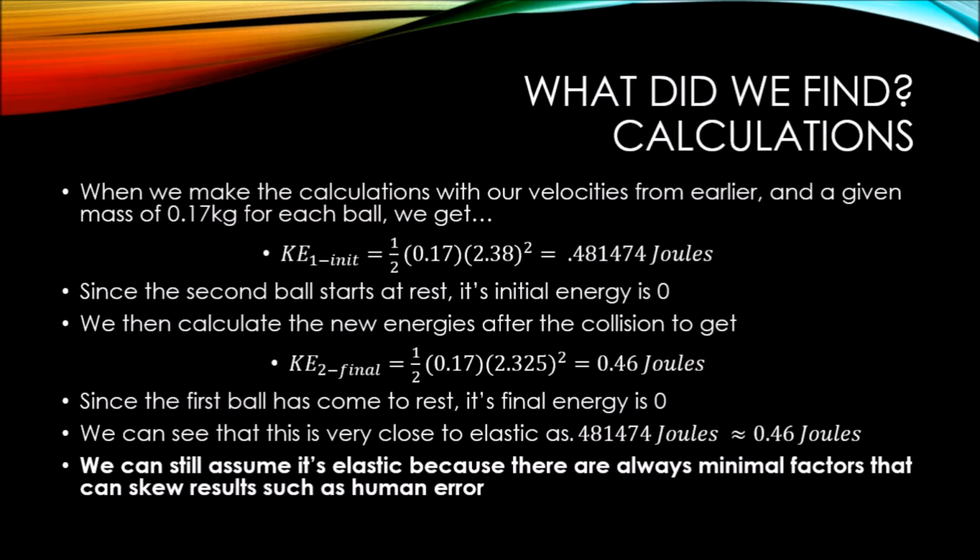We then calculate the new energies after the collision to get that the KE for the second ball in its final state is equal to 0.46 joules, while the first ball has come to rest, so its final energy is 0. We can see that this is very close to elastic, as 0.4814 joules is approximately equal to 0.46 joules. We can still assume that this is elastic because there are always minimal factors that can skew the results, such as human error, so when we obtain approximately close answers for this, we can still assume that it is elastic.